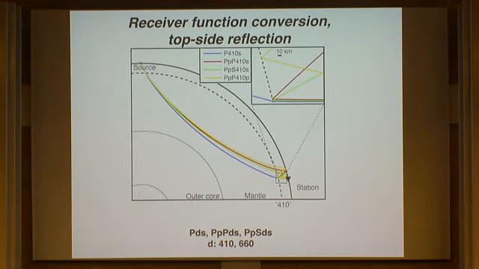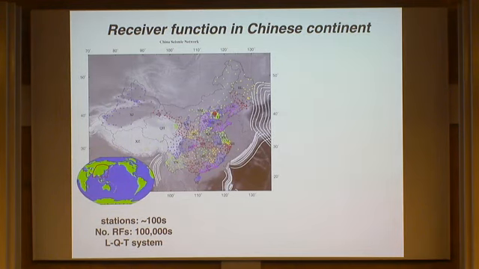Just to remind you, this is the geometry we are looking at. As you can see, we are going to look at all the responses near the receiver, in this case near China. Here is all the data we have, which constitutes about 1,000 stations. As you can see, most of the stations are in the eastern part of China. There are some stations distributed in the west, but not a lot. So we have about 1,000 stations, and the total number of receiver functions that we compute is about 100,000. And as I mentioned, we use the LQT system.